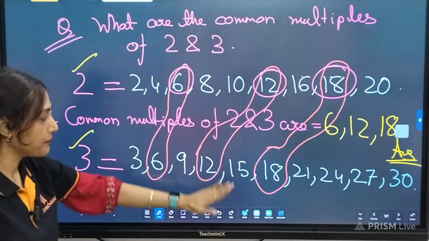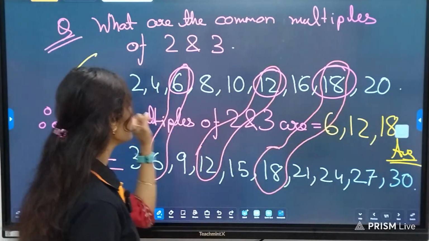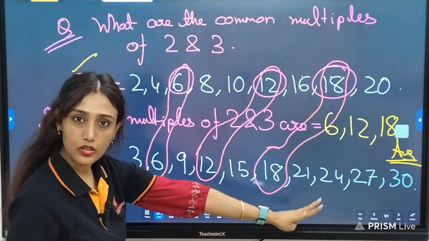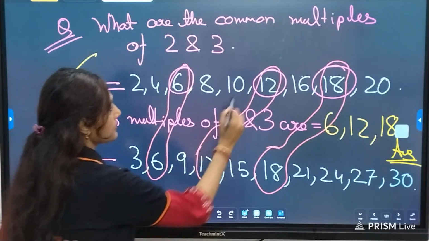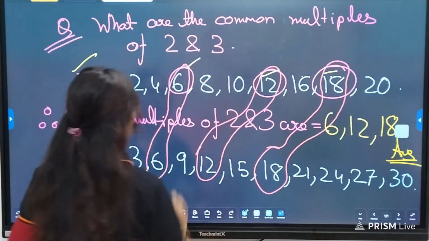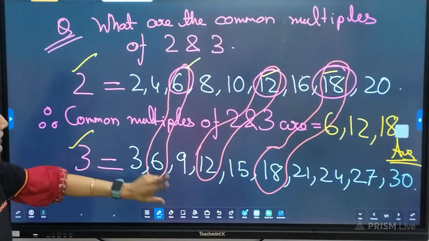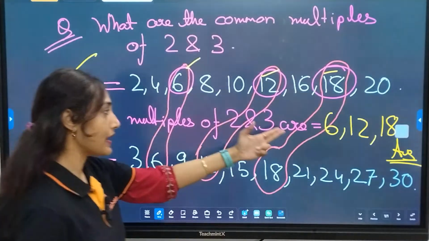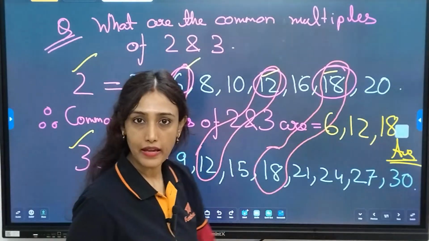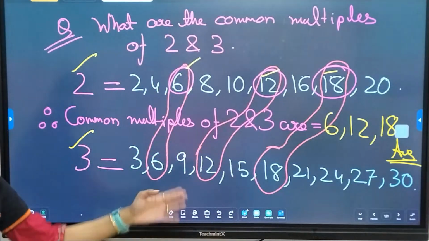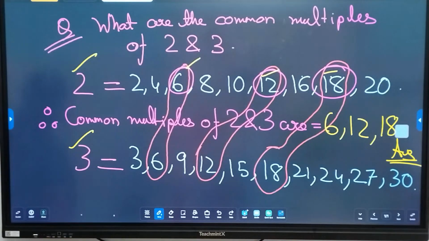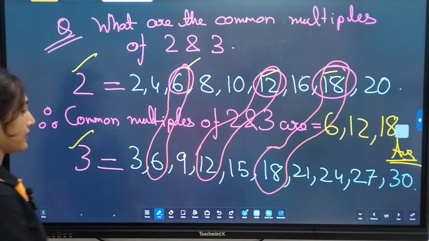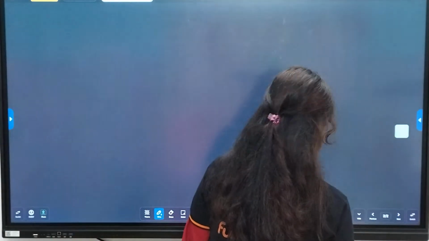Now if we compare both the tables, we can see three numbers which are common: 6, 12 and 18 in both the tables. So we can say that the common multiples of 2 and 3 are 6, 12, 18, etc. This will be the answer. Clear? Now next will be factors.